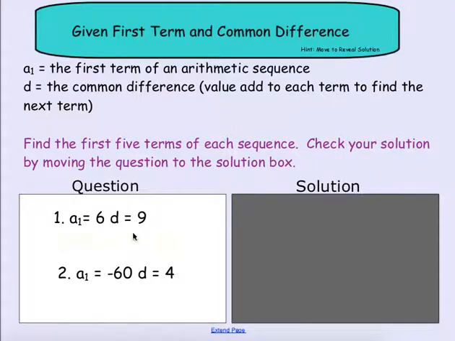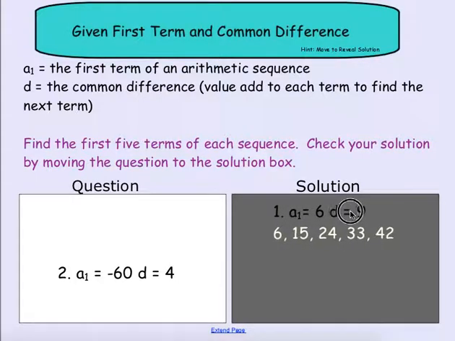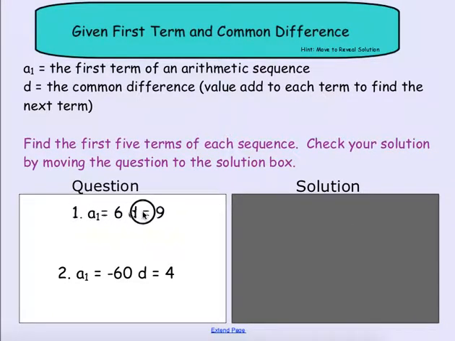So if we look at a sub 1 equals 6 and d, our difference, is 9, and we want the first 5 terms, we're going to take 6, add 9, then add another 9, add another 9. This is our sequence: 6, 15, 24, 33, 42.